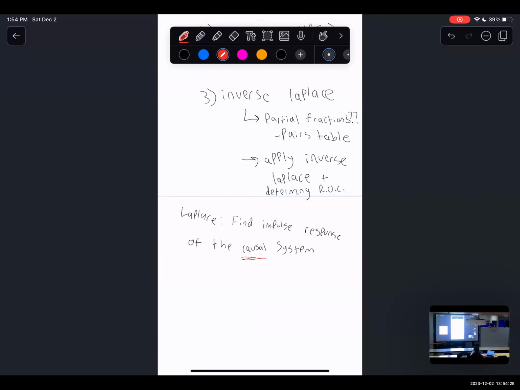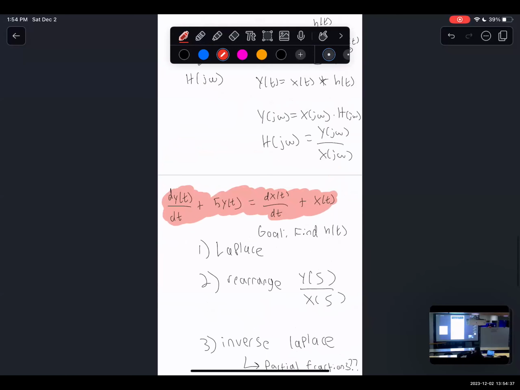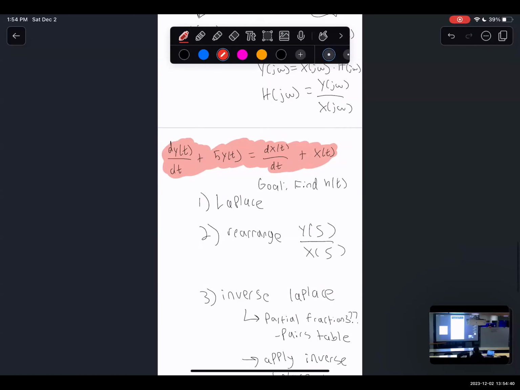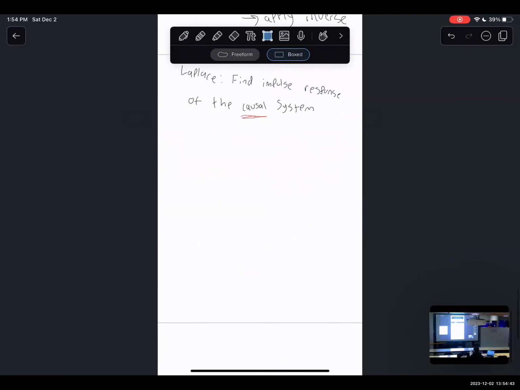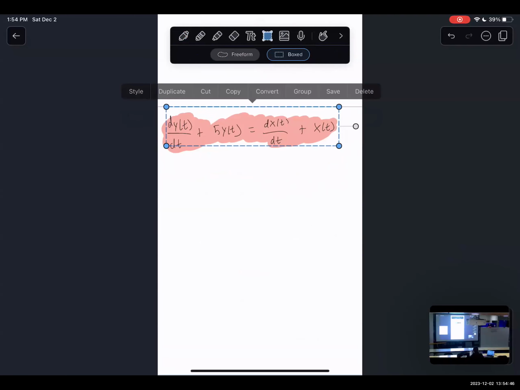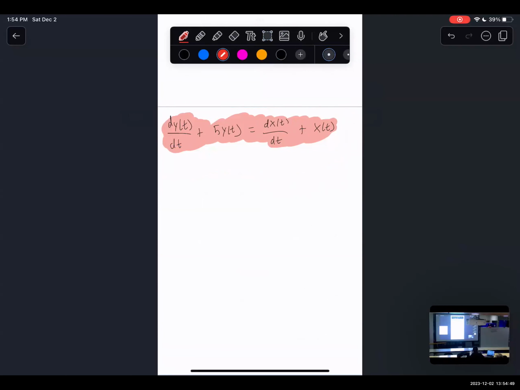Okay, guys, are we all ready? Okay, let's get started. Here's our question, guys. We have to find h of t given this Laplace. Let's work through this. The first step is we're going to apply the Laplace transformation, right? So all the y of t's become y of s. It goes from a lowercase y to an uppercase y, and the t's go to s. For example, x of t would go to uppercase X of s.